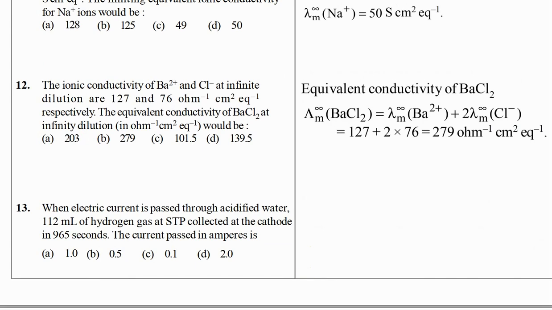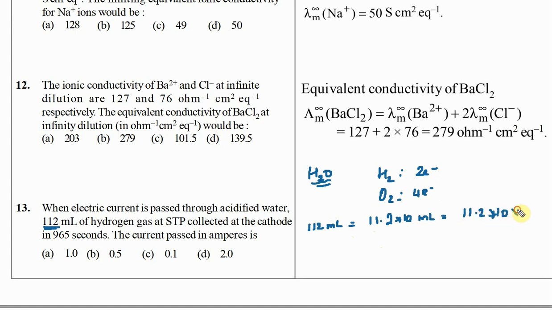Okay, 13th is a little bit different than the other ones that we just saw. Electric current is passed through this. So I have told you this before. When you do electrolysis of water, each mole of hydrogen is equal to 2 moles electron. Each mole of oxygen liberated is 4 moles electron. So now I know my 112 mL of hydrogen equals, you can set up however you are comfortable with. We can do 11.2 times 10 mL or 11.2 times 10 times 10 to the power minus 3 liters. Correct? Milliliters to liters. 11.2 is half a mole.